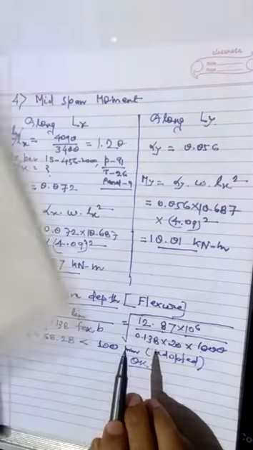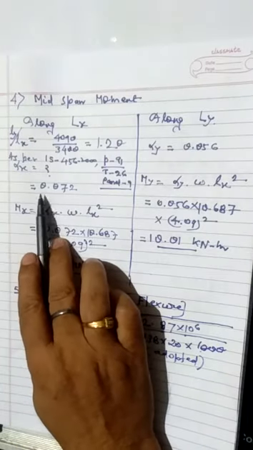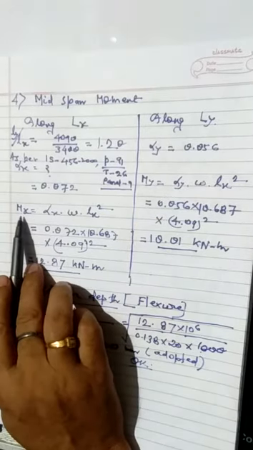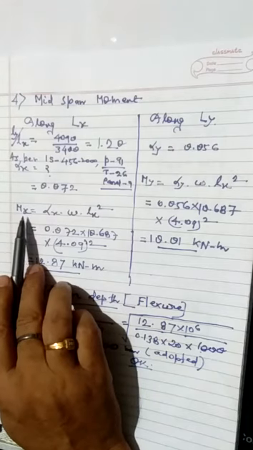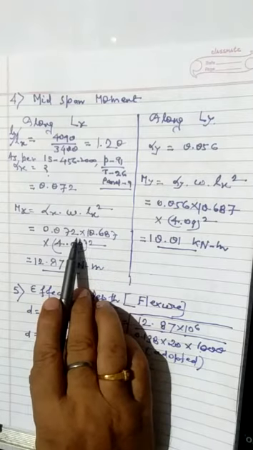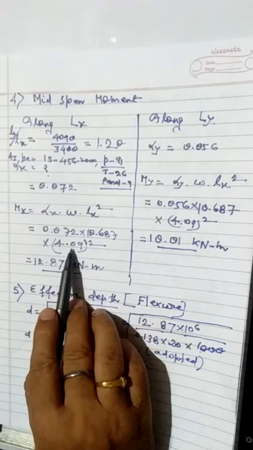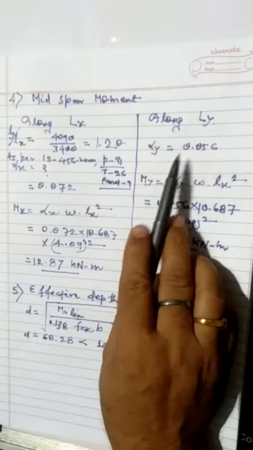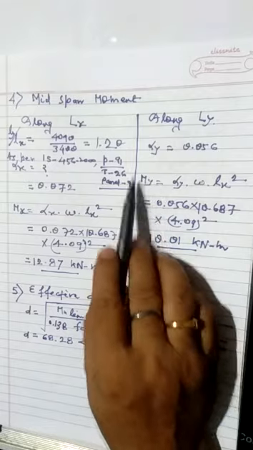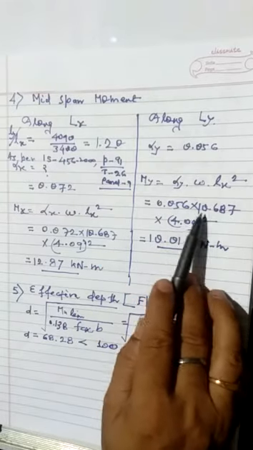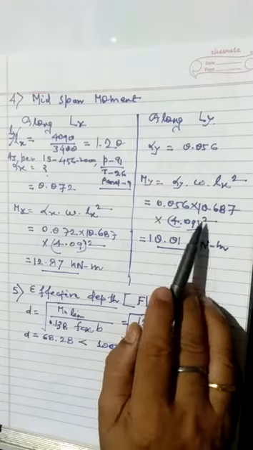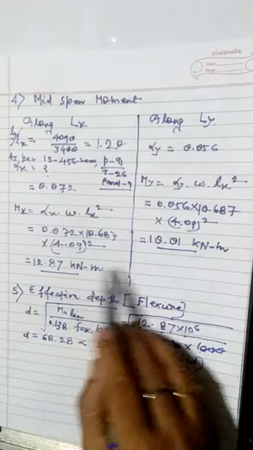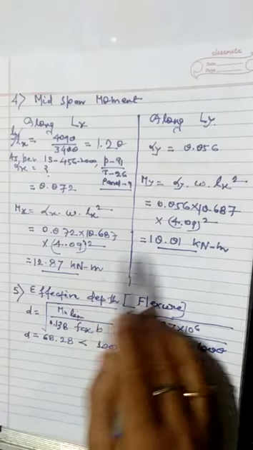So we will use these two bending moment coefficients, alpha x 0.072 and alpha y 0.056. From this we will calculate the maximum bending moment at the mid span along the shorter span: alpha x w Lx square, 0.072 into 10.687 into 4.09 meter whole square, comes 12.87 kilonewton meter. Similarly along Ly, the longer span, the maximum bending moment is alpha y w Lx square, so 0.056 into 10.687 into 4.09 whole square, that is 10.01 kilonewton meter. So we have both these bending moments along the shorter span and the longer span. Now the higher value of these two is 12.87.